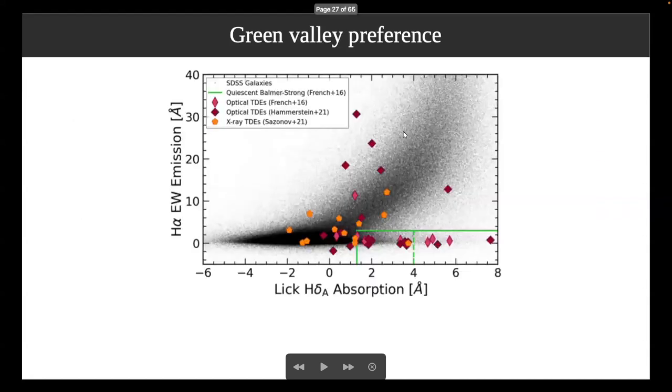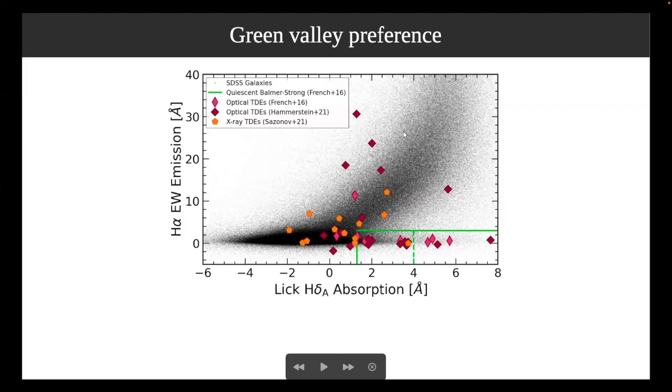Another way to look at the same problem is this kind of plot, where now you see H alpha equivalent width in emission over H delta in absorption. And you see again, the black points are the SDSS, you see where most of them are. And now you have your post-starburst or kind of green valley galaxies lying somewhere here. They're not that abundant in terms of black points, but then you put the TD host galaxies there and many of them are again there. So that's another way to see this thing.